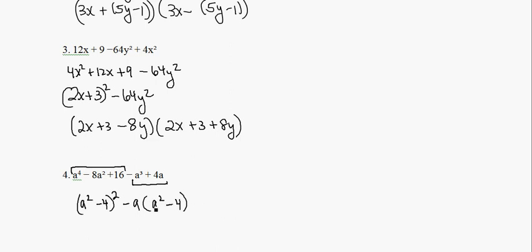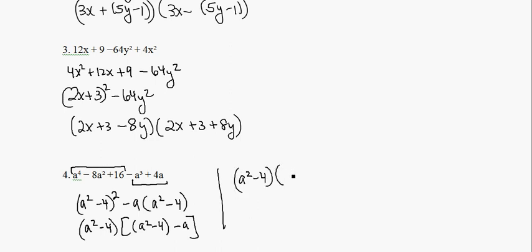So I now have a greatest common factor of a squared minus 4, or factor by grouping, a squared minus 4. And then I'm left with a squared minus 4 minus a. So there's nothing I can do with this. And this here, I'm just going to rewrite the order, and then I'm all done. So this would be a squared minus 4, a squared minus a minus 4.